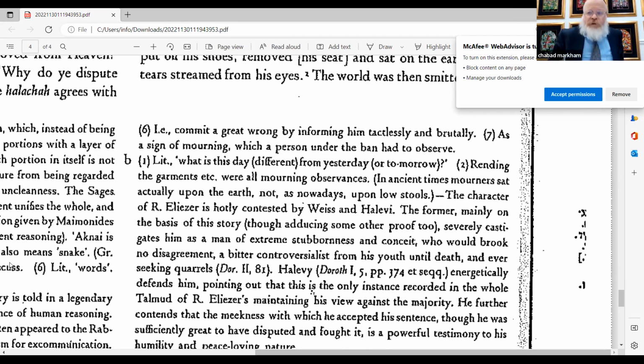Okay, let's read a little bit more of the Gemara. Okay, just let me see. Let me see some faces here. What's going on? Give me a second here. I'm gonna read a little more.